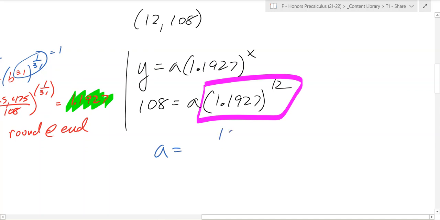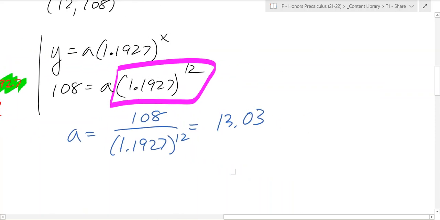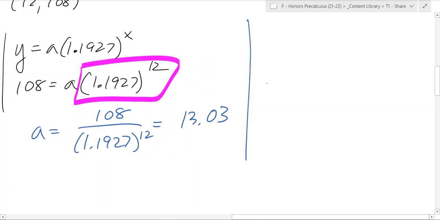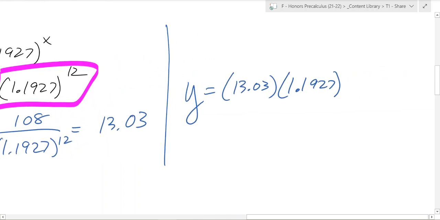See if a is equal to 108 over 1.1927 to the 12th. You use a calculator for this and you get 13.03. I don't have the third decimal right here, but I'd like that. So your final answer would be y equals the a value, 13.03, times the b value, 1.1927 to the t.